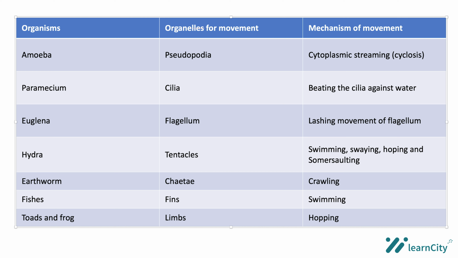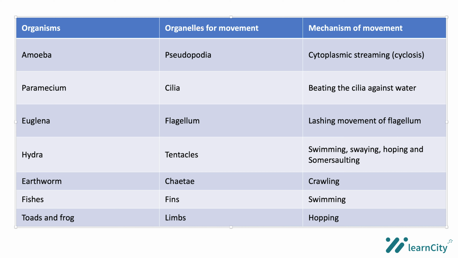Now the hydra possesses tentacles. That's the organelle or organ it possesses for movement, and the mechanism of movement, that means how it moves. It moves by swimming, by swaying, by hopping, or by somersaulting. So that's the mechanism of movement of hydra. Now the earthworm possesses chetae. That is the organelle, chetae, for movement. Then the mechanism of movement, how they move, is by crawling. We could also say by gliding. So the earthworm moves by crawling or gliding on the surface where it is moving.